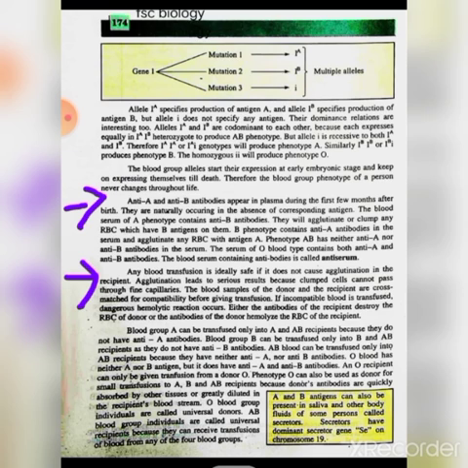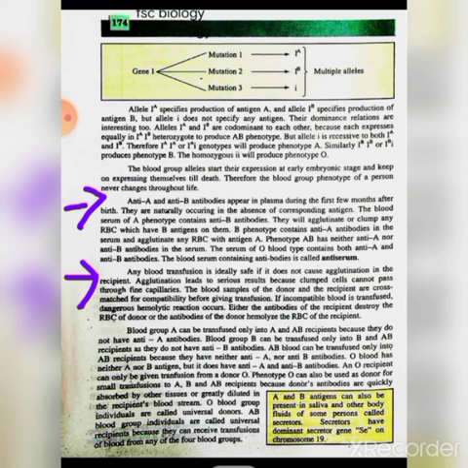An O recipient can only be given transfusion from an O donor. Phenotype O can also be used as a donor for small transfusions to A, B, and AB recipients, because the donor's antibodies are quickly absorbed by other tissues or greatly diluted in the recipient's blood serum. O blood group individuals are called universal donors. AB blood group individuals are called universal recipients because they can receive transfusions of blood from any of the four blood groups.